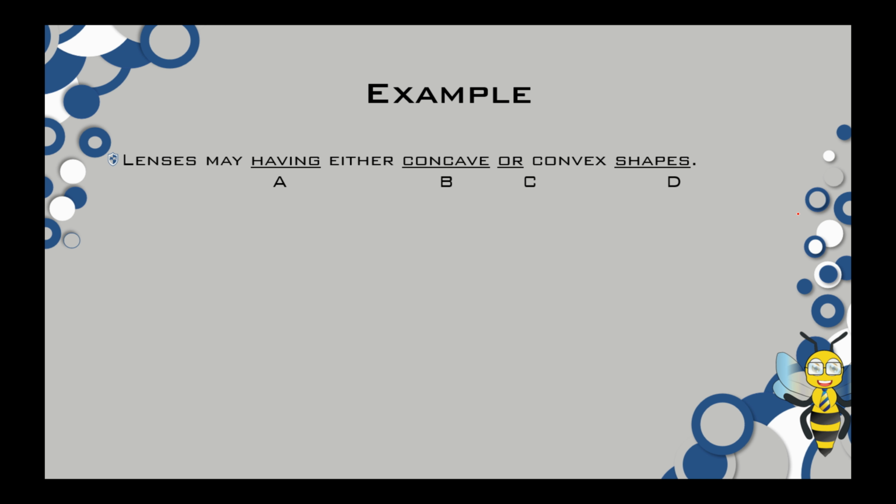What about this one? Lenses might having either concave or convex shades. Having. That's right. Every time we have a modal verb, we need to have a verb in its base form. Okay.